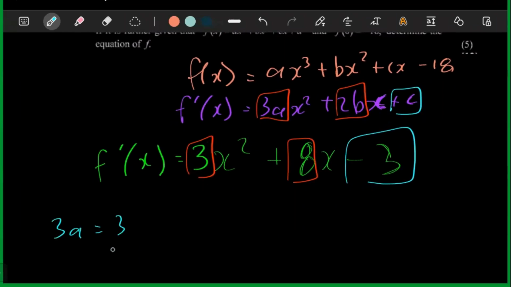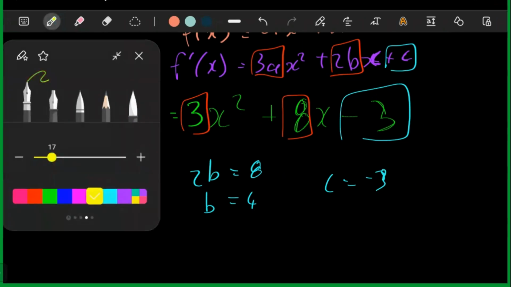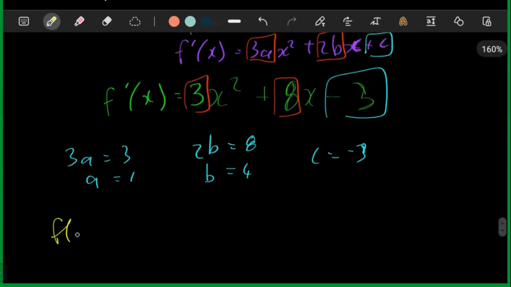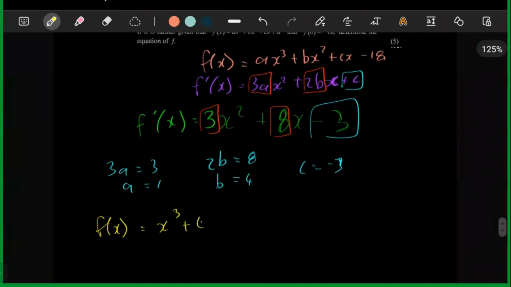3a equals 3, divide both sides by 3, a is 1. Here, 2b is equal to 8, divide both sides by 2, b is 4. Here, c is clearly minus 3. So you have your full equation. So f of x here, I'm just going to say, is equal to x cubed plus 4x squared minus 3x, and then our value of minus 18.